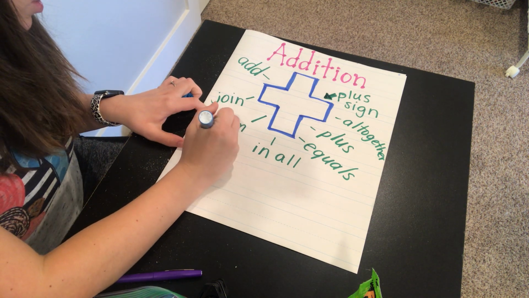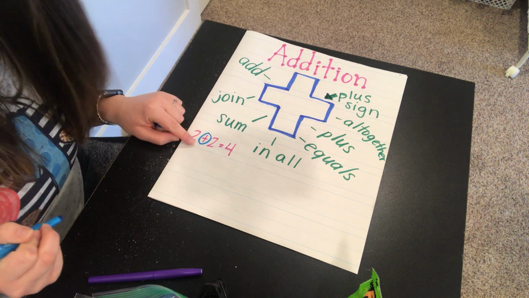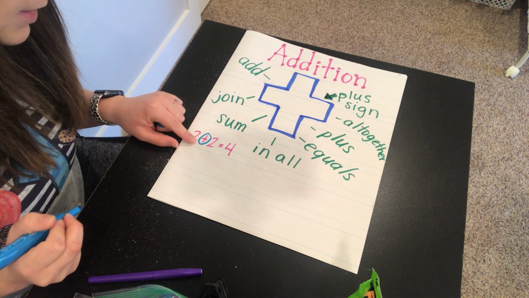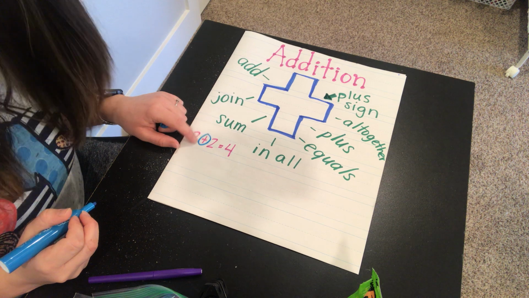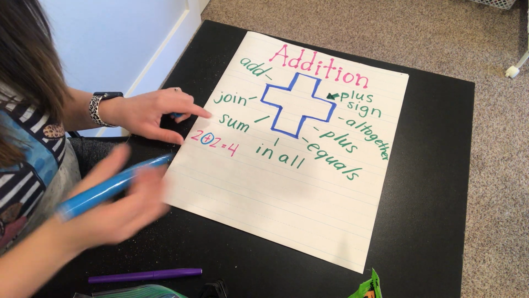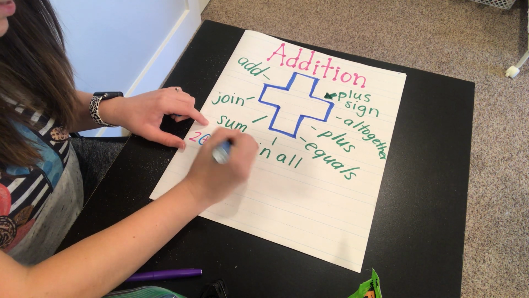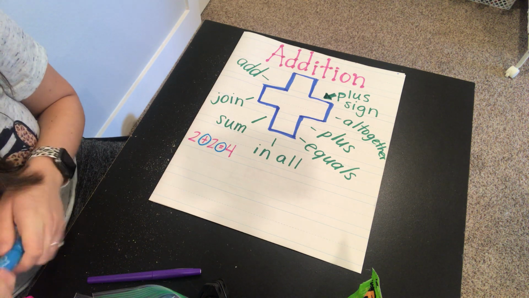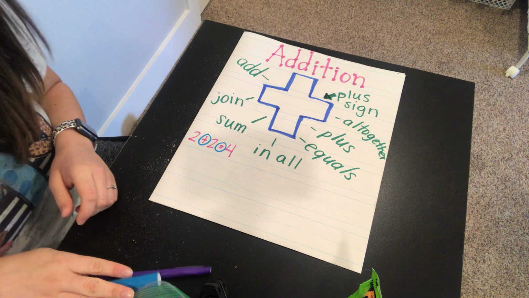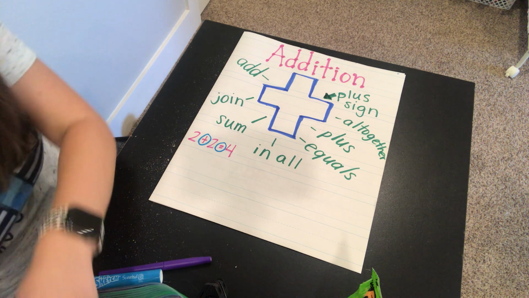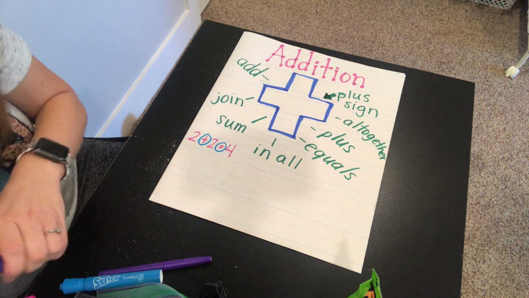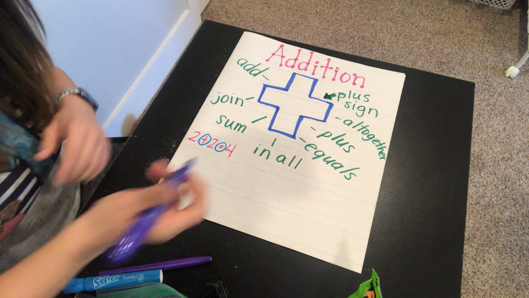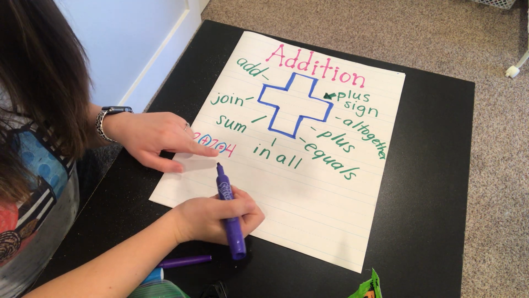This part of the number sentence is called the plus sign. That's the plus sign. Okay, and this part of a number sentence is called the equals sign. That's the equals sign. Now, these may be new words to you in first grade, but we talked about this a little bit yesterday.